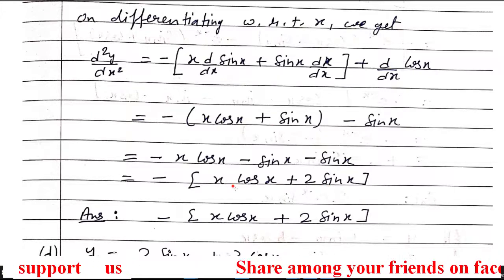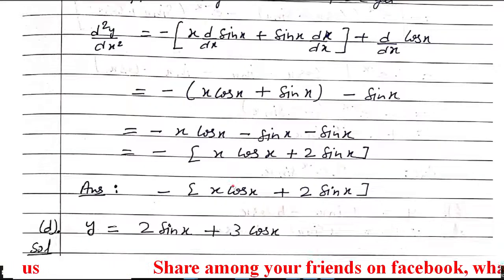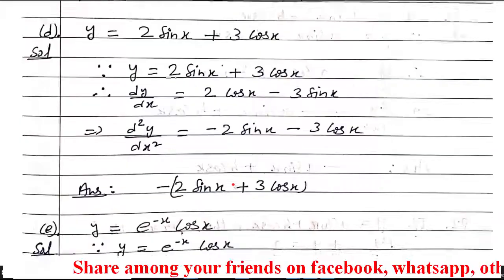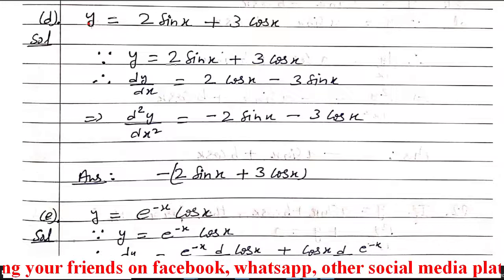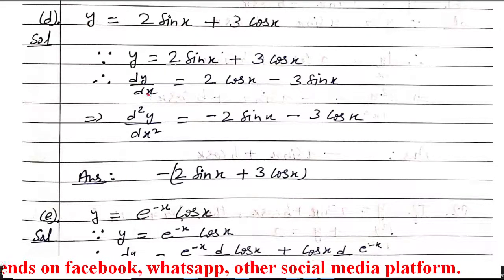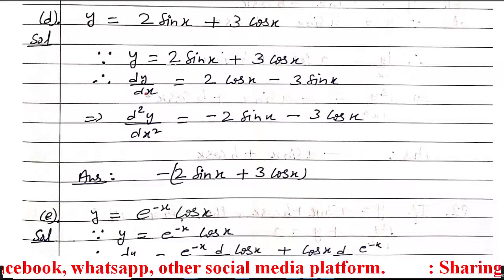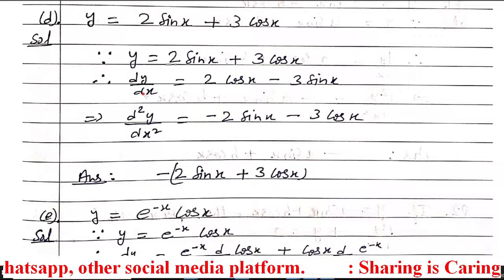So this is your second order derivative for the given function. Now we will move to the D part of the same question. In D part, see the question. y is again in terms of x, so we will differentiate with respect to x. That will give you the first order derivative, that is dy over dx.